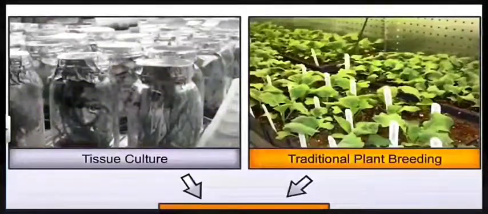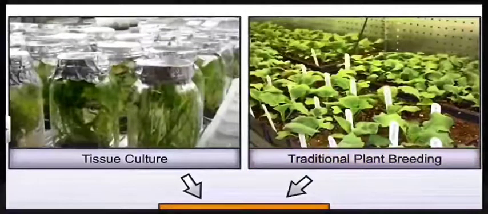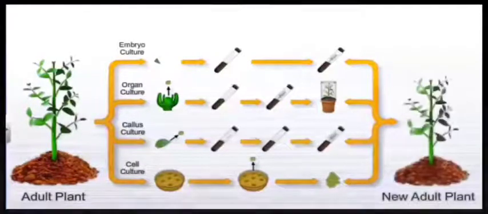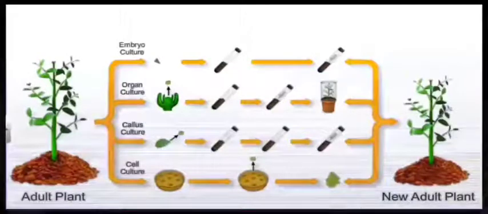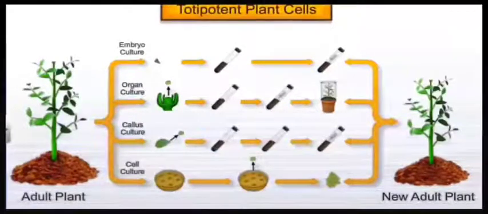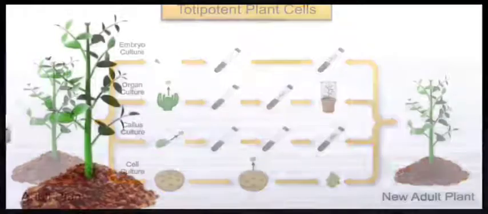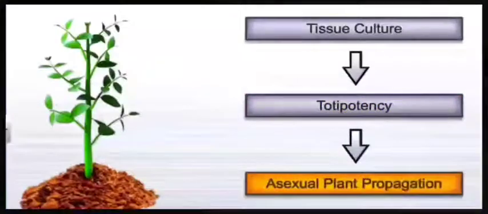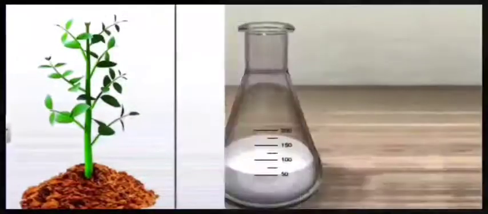A very new field is tissue culture. So tissue culture, along with traditional methods, is used for developing new crop varieties. In tissue culture, we use a technique by which we can take a small part of a plant and culture it in the lab under aseptic conditions in nutrients. There is a concept called totipotency. It is the ability of every cell in the plant to propagate and develop into a new plant.